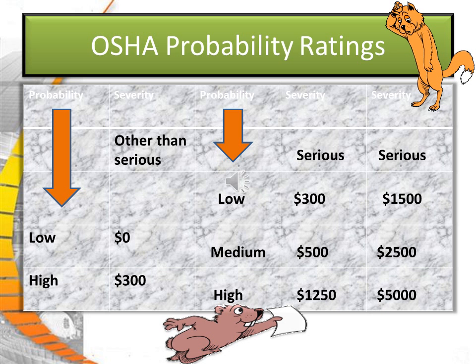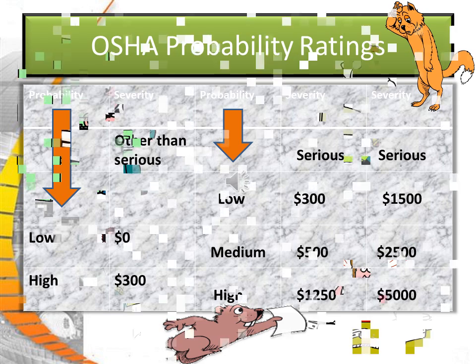Here we can see OSHA's probability ratings, where a low could be no fine at all, or perhaps as much as a $300 fine for an other than serious violation. And here we can see where serious violations result in a $300 to $1,250 fine. And fines up to $5,000 are also possible for serious violations which had a high probability of occurring. These fines can be revised as needed by OSHA.